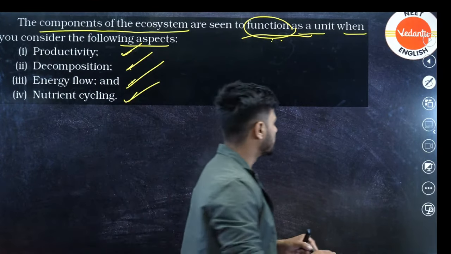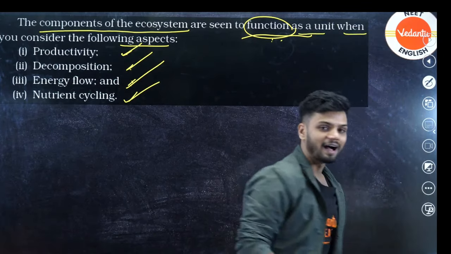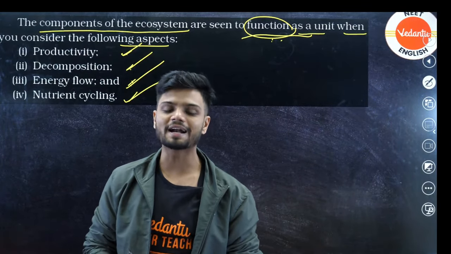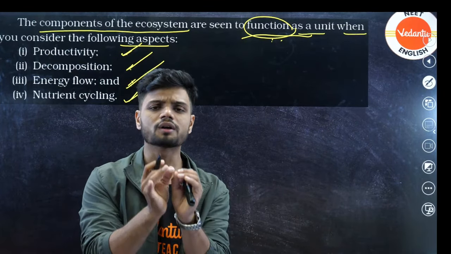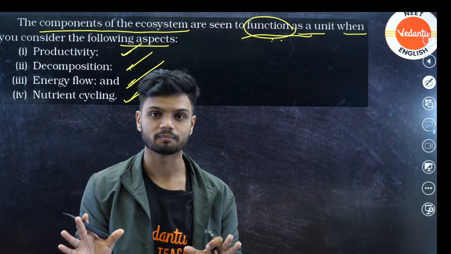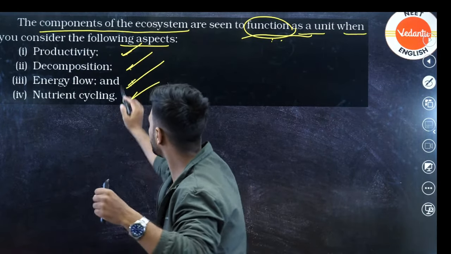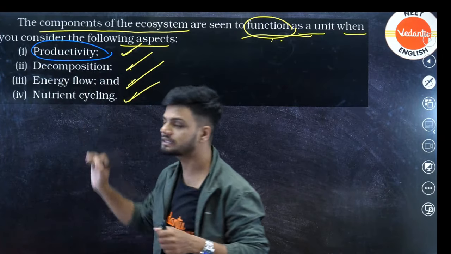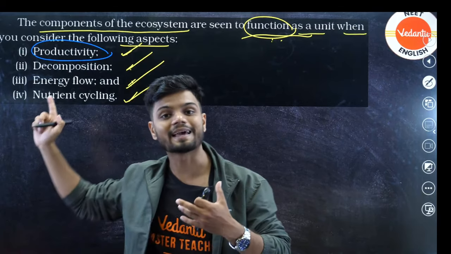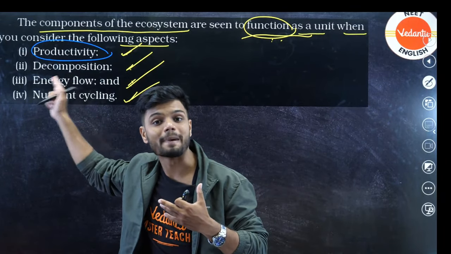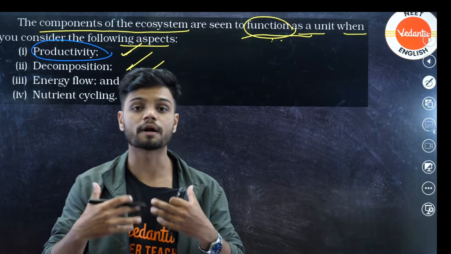I'll give you a quick example here. Now students, let's use dark blue. Your dad is giving you money. Your dad is earning the money, or your mother, or someone in your house is earning the money. If someone is earning the money, that is called productivity. Productivity is like producing money, or in the case here, organic matter production. So productivity means to produce something.